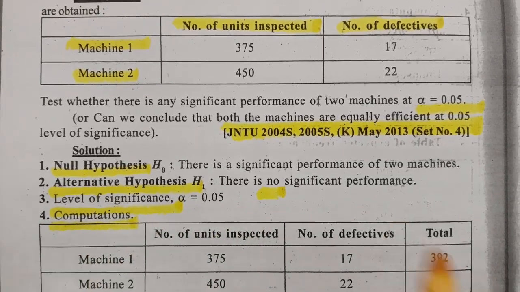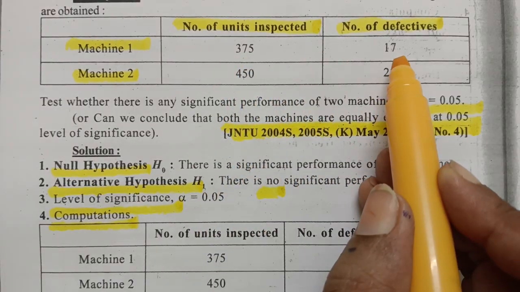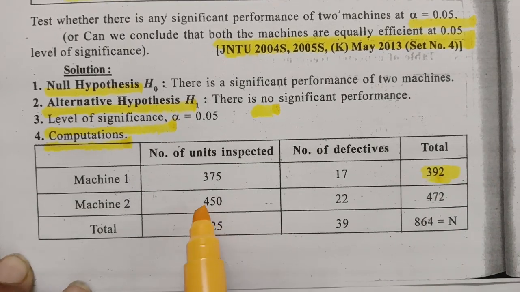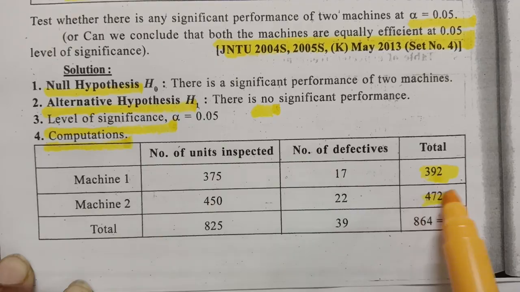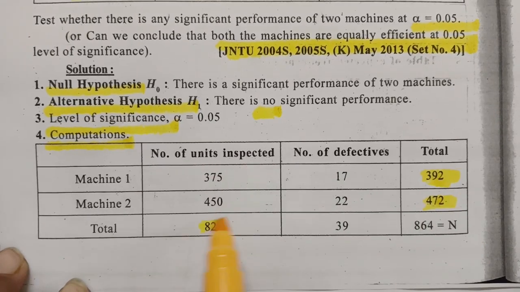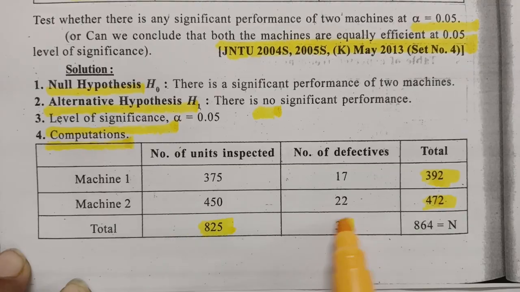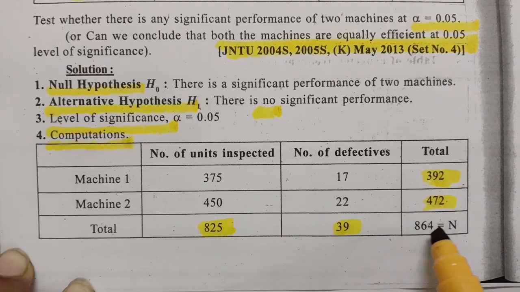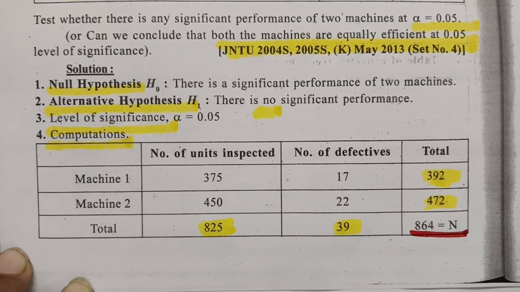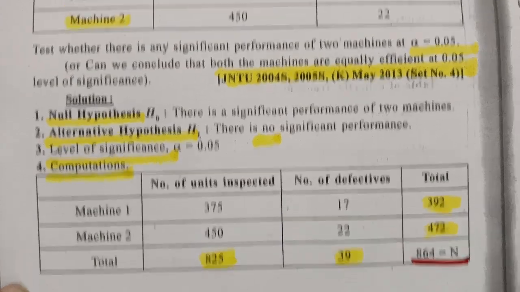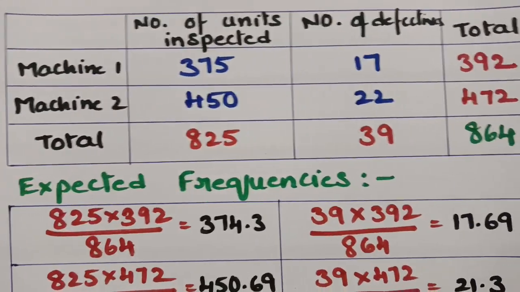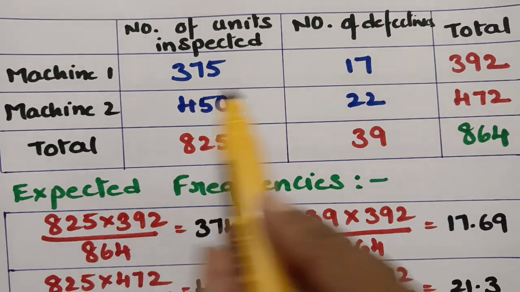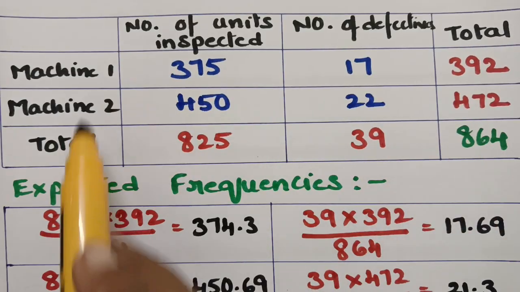See here, this is 375 and 17. So we have to make a row total here, that is 392, and 450 plus 22, this is 472, and this is the column total 825, and this is the column total 39, and this will be the grand total. The grand total is 864. Now if you observe this one, after making the row totals and the column totals, these are the row totals and these are the column totals for machine 1 and machine 2.